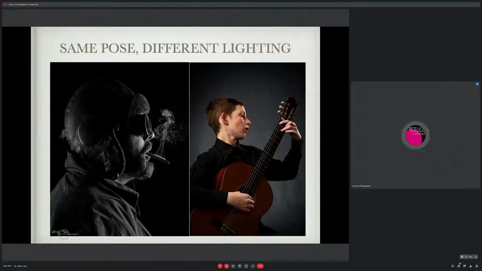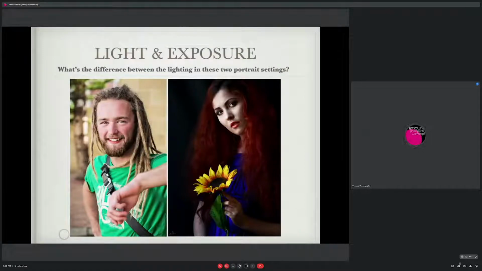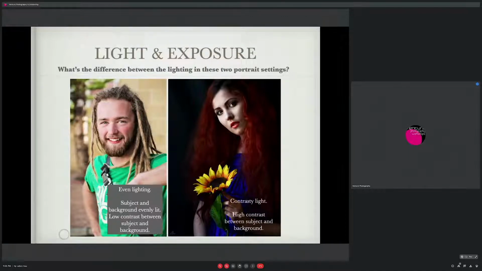I'm going to go a little bit technical here and talk a little bit about light and exposure. It's very important, this, especially for those of you who are photographing in natural light. So if you look at these two pictures, what's the difference between the lighting in these two portraits? That's the difference. The subject and background in the picture on the left are evenly lit. So the background is lit by the same light as the subject, the person. No contrast between the subject and the background. Easy. It's even lighting. All right?